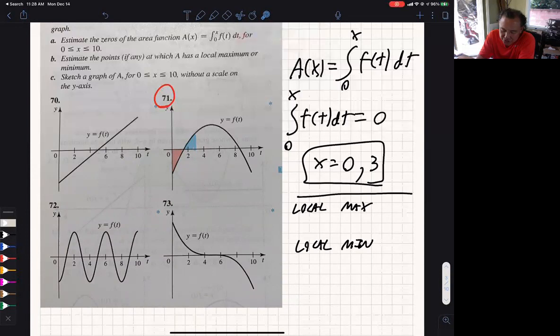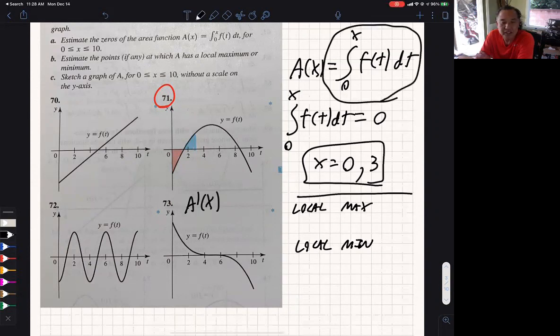What's the justification for a local maximum? You should say when the derivative changes from positive to negative. And what's the justification for a local minimum? When the derivative changes from negative to positive. So the question is, what is the derivative of A? What's the derivative of this function?